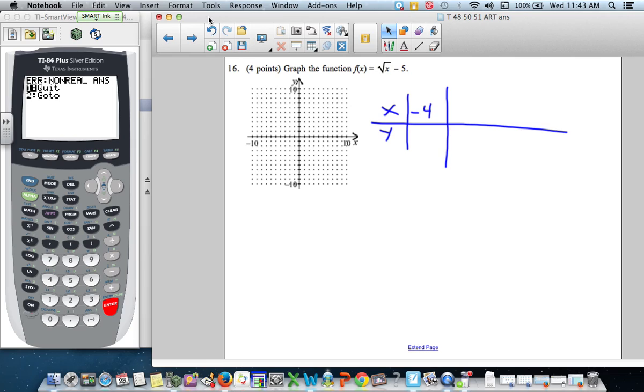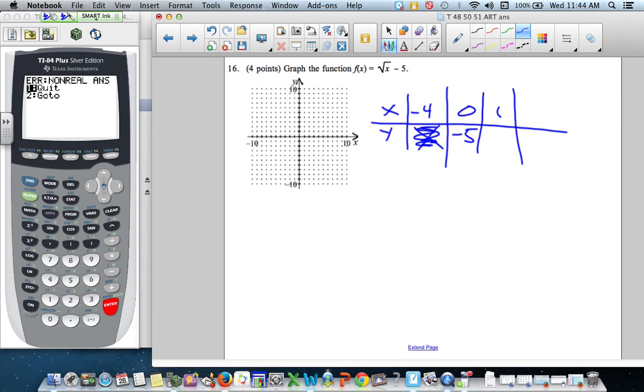So what that means is I'm not going to get any values until I get to 0. Then I'm going to get some values. Now if I did that one, square root of 0 is 0, minus 5 is -5. Square root of 1 is 1, minus 5 is -4. If I were to do 2, the square root of 2 is a decimal. So I'd end up with a decimal answer here.